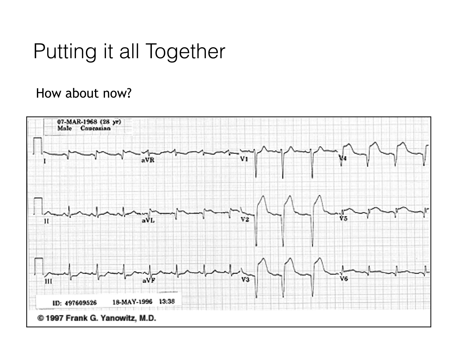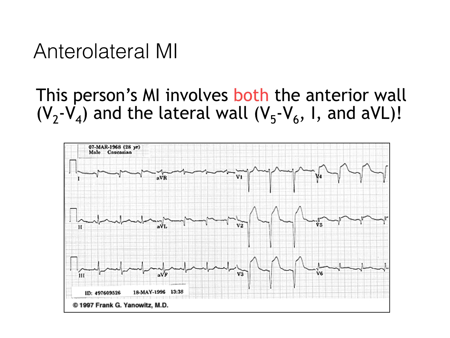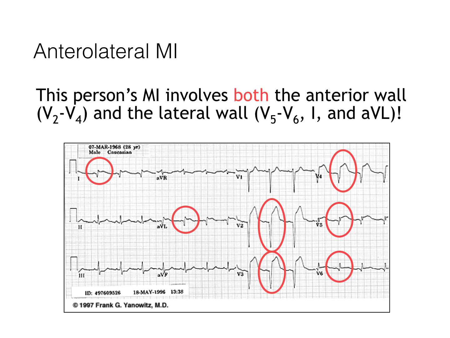What about this? This is anterolateral MI, which involves both anterior wall and lateral wall. We can see in V2 to V4 there is presence of ST elevation and the lateral wall V5 to V6, in lead first and in lead AVL we can find ST elevation. So this is anterolateral MI.